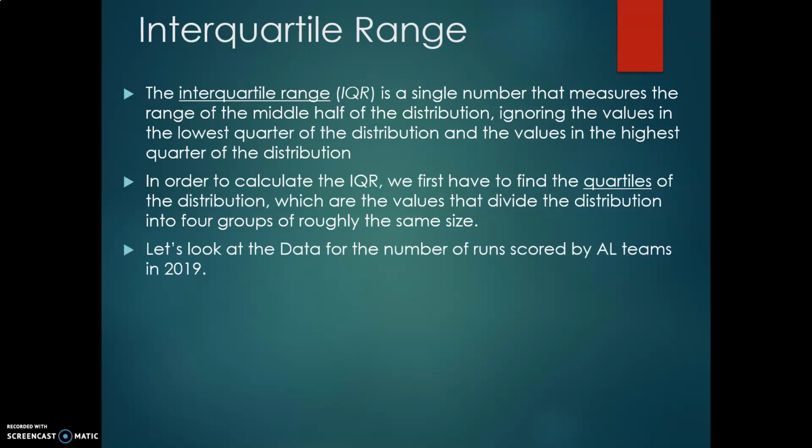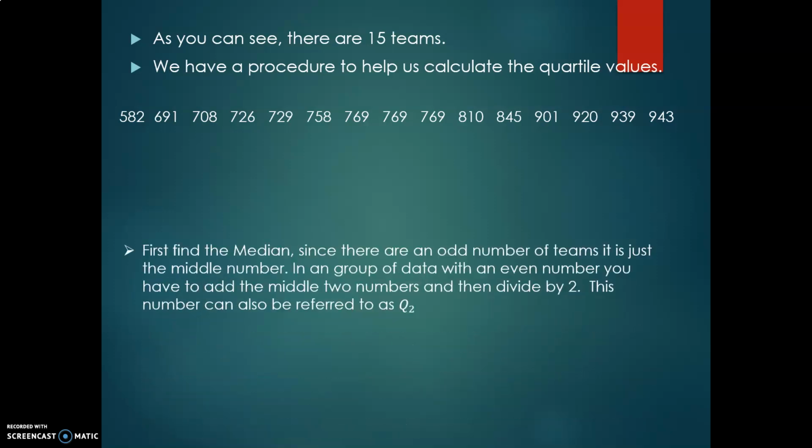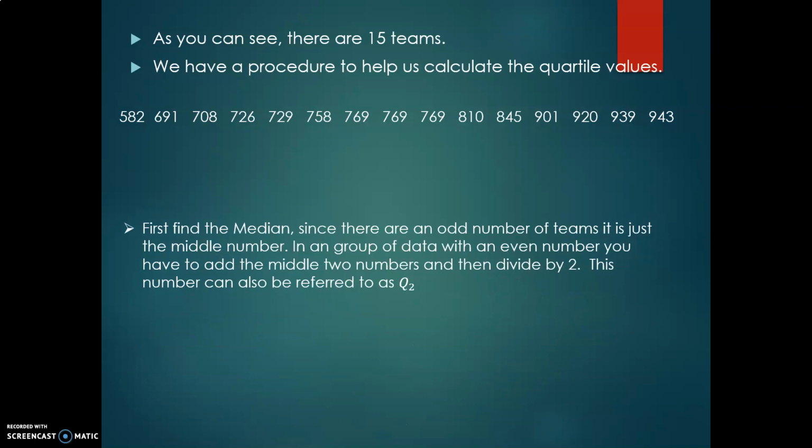So we're going to go back to those 2019 AL teams and their runs scored. Again, these are already in order from least to greatest, and we're going to find these quartiles. The first one that we're going to do is find the median. The median is actually Q2. That's something we've done before. We know this median halfway across is 769, because we figured that out earlier. But now what we're going to do is find Q1 and Q3.